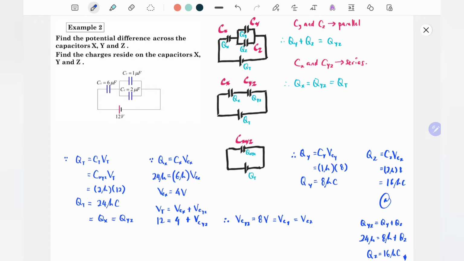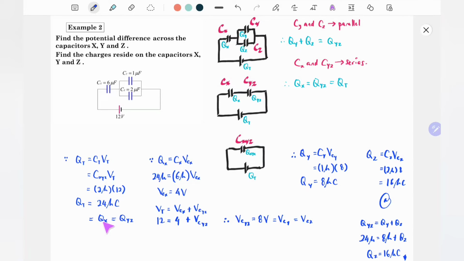Now how to answer the question? They ask you to find the potential across each capacitor, X, Y, and Z, and also the charge stored by each capacitor. We start by using this diagram. V total is given already, which is 12 volt, and C total was calculated just now. By using Q total equals C total times V total, you will get Q total equals 24 microcoulomb. Remember, Q total equals QX and also QYZ. So we have answered QX.